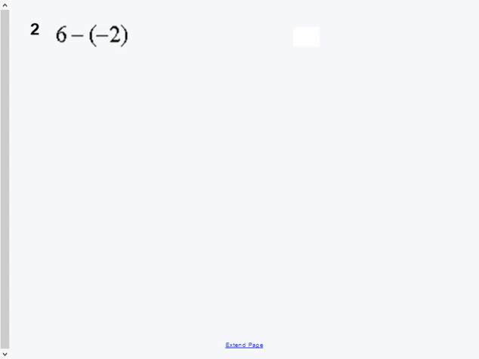All right, second question, 6 take away -2. Press pause if you're doing it. All right, so here's what you do. Now, we said before, if you have $6, and someone takes away $2 worth of debt, if you remove debt or you take away debt from somebody, you actually make them richer because the money they owe is no longer a part of what they owe. They don't have that debt anymore. And you would get an answer of a +8 if you thought of it that way.